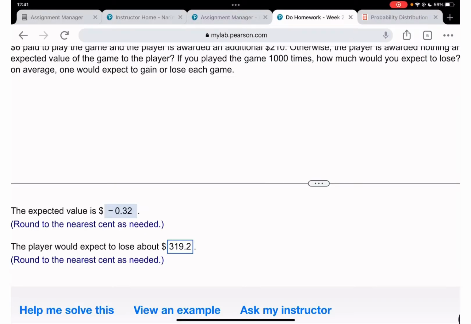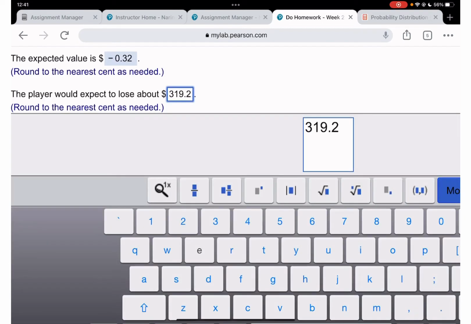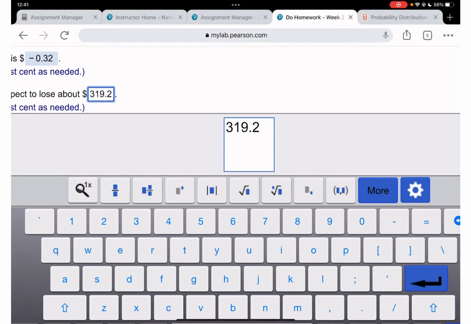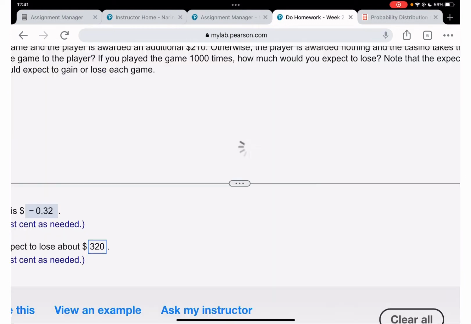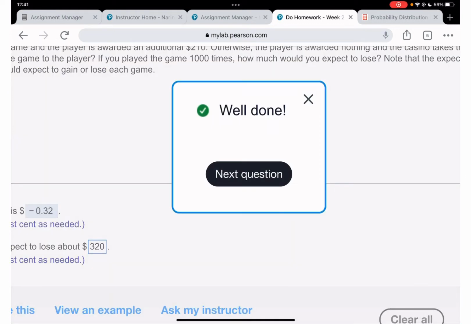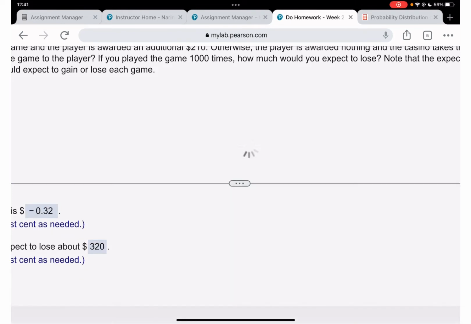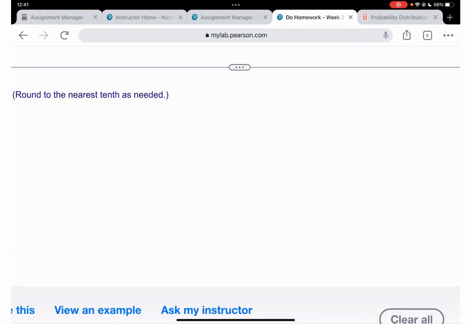Well, let's take the negative 0.32 rounded version and multiply by 1,000. It's going to be 320. Maybe they want to use the rounded version. 0.32 times 1,000 is going to be 320. Well, correct, I was right. So you take this 0.32 rounded version of it.